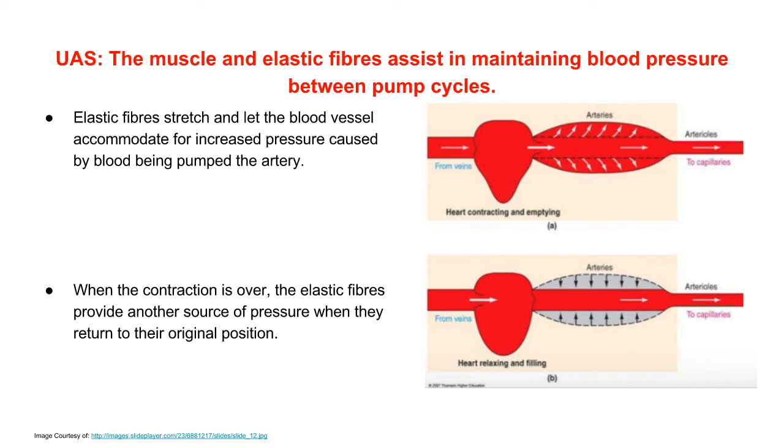So this understanding that the muscle and elastic fibers assist in maintaining blood pressure between the pump cycles of the heart is that in the diagrams you can see that elastic fibers stretch and let the blood vessel accommodate for increased pressure caused by blood being pumped into the artery. But also when this contraction is over, these elastic fibers provide another source of pressure by closing back down when they return to their original position.